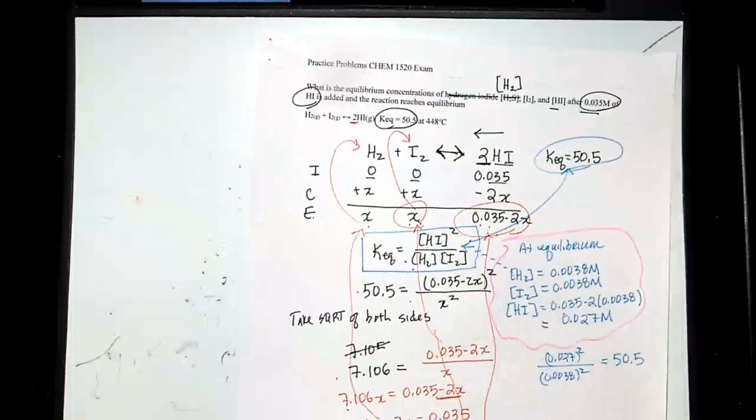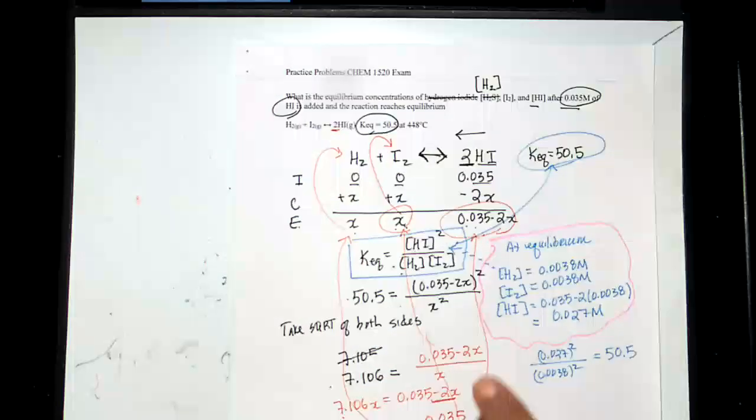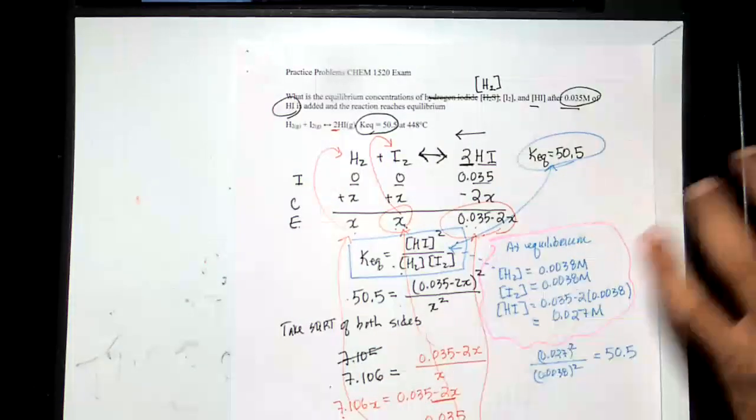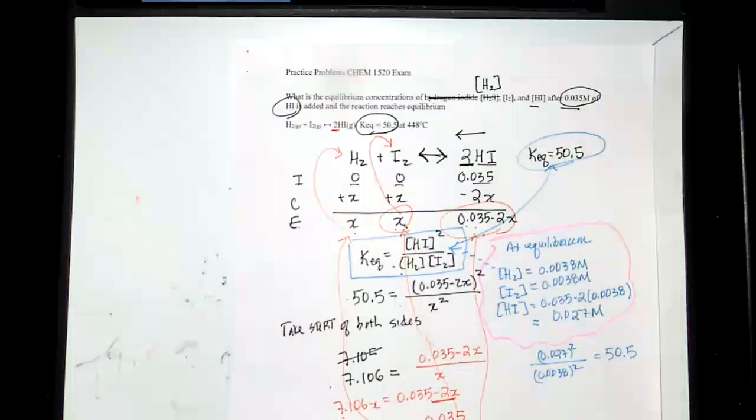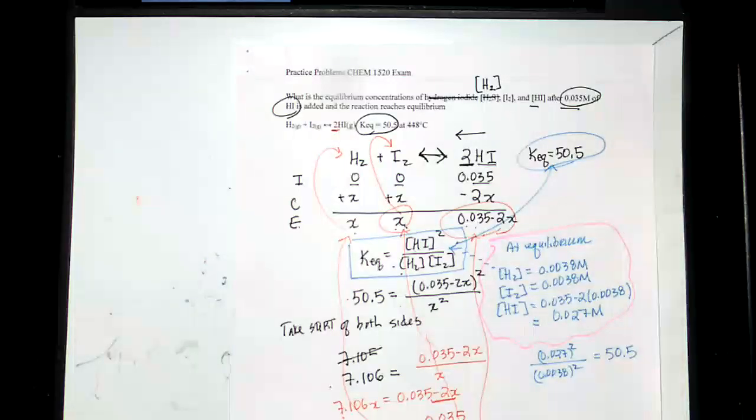0.035 minus 2x. Make sure you study this for the test. It's the same procedure. Probably the only thing that changes is the numbers, but this is the pipeline you'll have to follow.